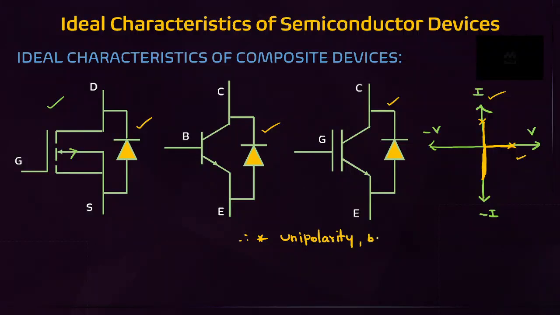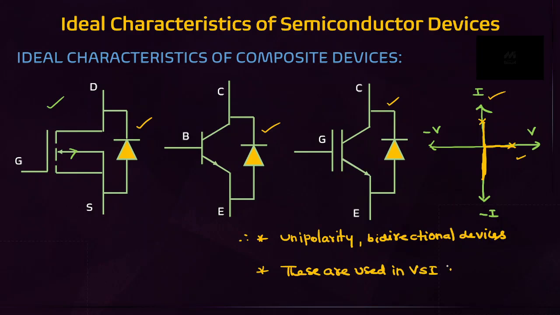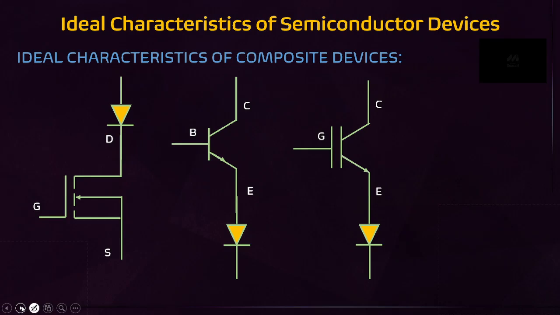Unipolarity bidirectional devices. Then where are this type of characteristics required? Unipolarity bidirectional devices are required in VSI, voltage source inverters. That is, unipolarity bidirectional characteristics are required in a VSI, voltage source inverter.